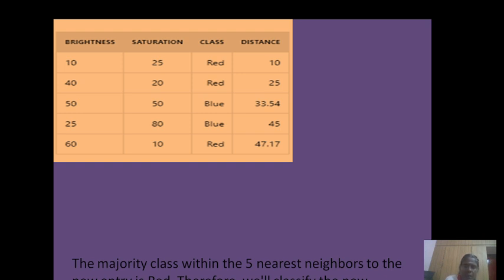Like that, any data point can be predicted after taking the k nearest neighbors. By comparing the k nearest neighbors using the similarity measure, you can identify whether the new data point belongs to this class or that class. Thank you for your listening.